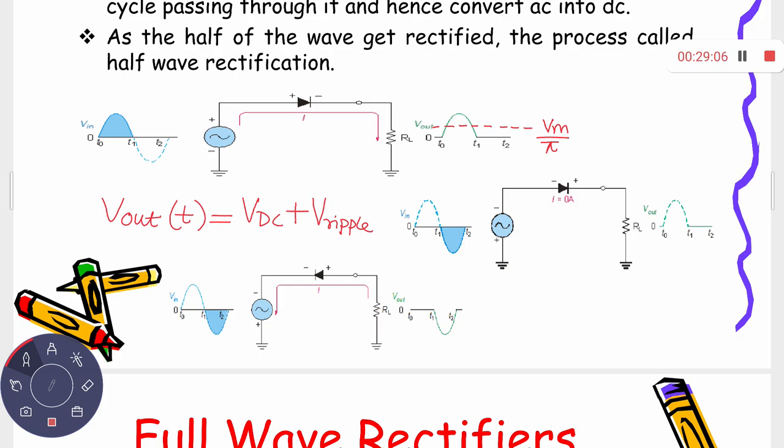Ultimately, whenever you are generating some power supply, your input should be sinusoidal, because our power stations generate the sinusoidal signal, 50 Hz. In our country it is 50 Hz, in the US it is 60 Hz. So, using some step-down transformer, I can get some sinusoidal voltage.